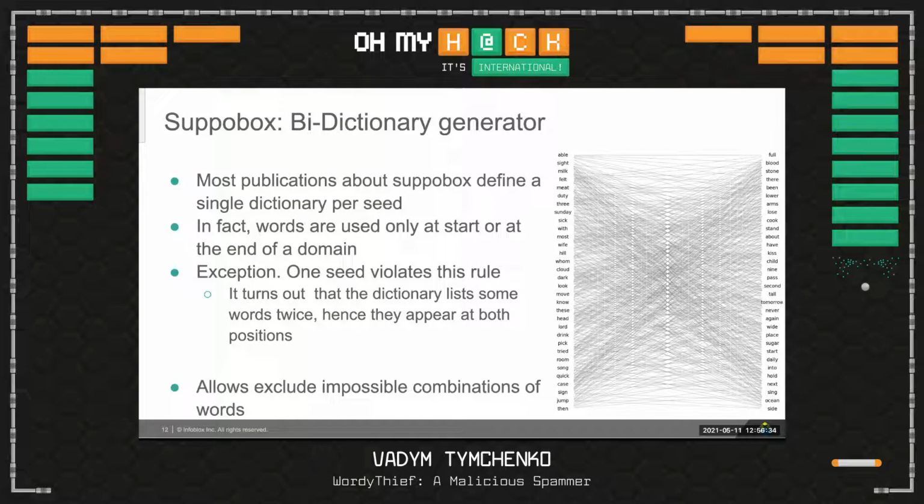There is one seed that seems to violate this rule. It turns out that this particular seed dictionary contains some words twice, so they will appear at the beginning and at the end of the domain name. If we are able to detect this type of property of the generator, it allows us to greatly reduce the number of combinations that might be generated, and as a result, improve the false positive ratio of the results.